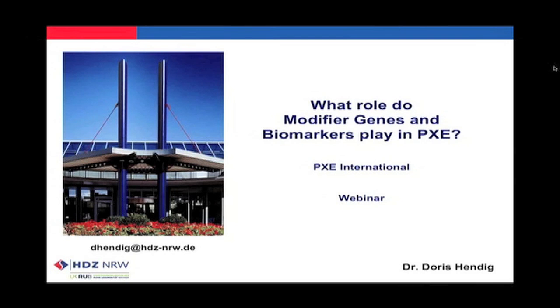The PXE research group in Bad Oeynhausen is analyzing PXE-causing sequence variations in the gene. They're looking for biomarkers for PXE that can be used to monitor the progression of PXE, and they're interested in identifying secondary genetic risk factors that may contribute to the severity of PXE. Dr. Hendig's work on PXE was recognized by the American Association of Clinical Chemistry and by the Southwest German Association of Dermatologists in 2005, and her research on PXE has been funded by grants from German research organizations. Her webinar today is titled, What Role Do Modifier Genes and Biomarkers Play in PXE?